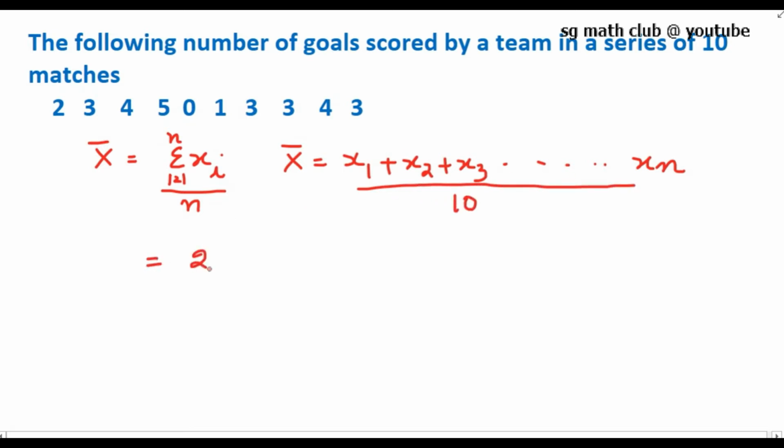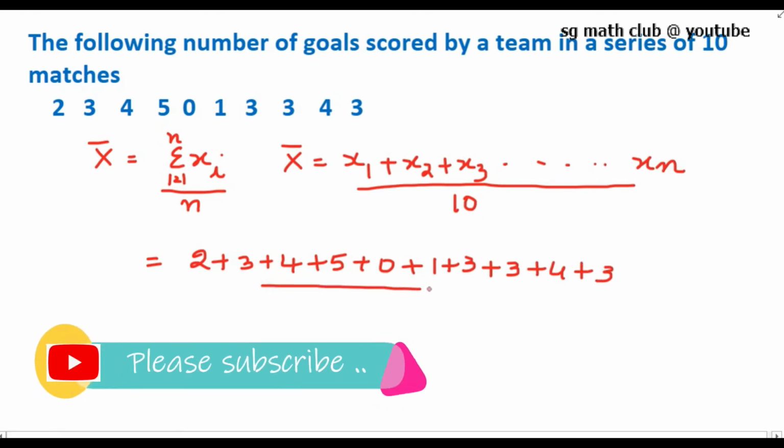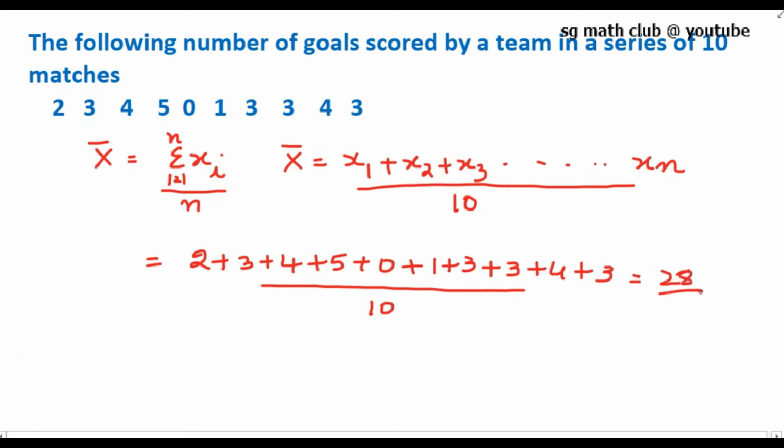Now we need to find the answer. 2 plus 3 plus 4 plus 5 plus 0 plus 1 plus 3 plus 3 plus 4 plus 3 divided by 10. When you add this, we will get 28. Divide by 10. So arithmetic mean is 2.8.